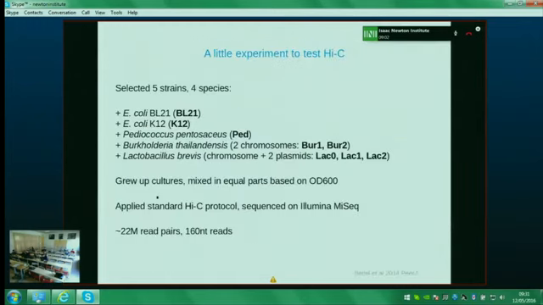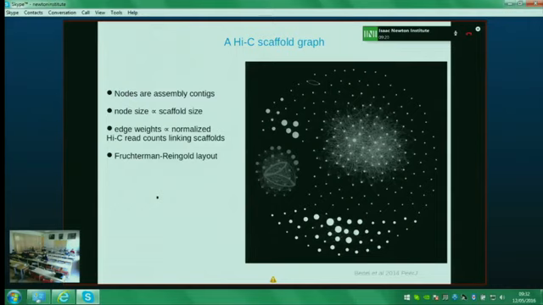So we set out to test this with a little experiment. We created a synthetic microbial community in the lab where we grew up a bunch of strains that we had reference genomes for. And then we mixed them and applied the Hi-C sequencing protocol, sequenced it on MiSeq, did metagenomic assembly, and then we mapped the reads, those Hi-C reads, back to the contigs and asked basically which contigs were being linked to each other with these Hi-C reads.